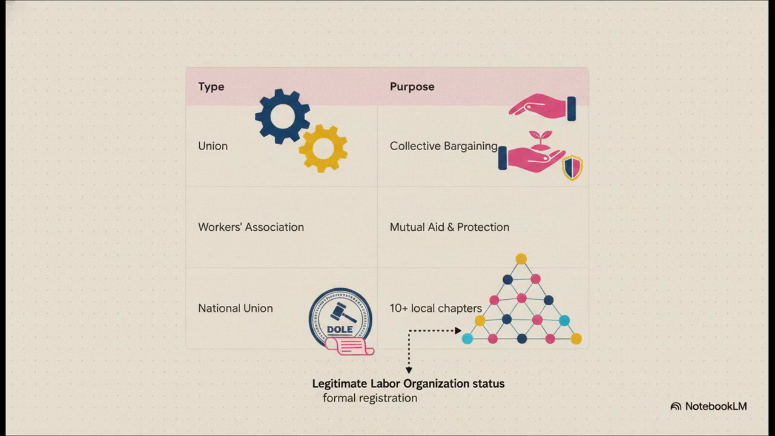Let's break down the actual types of organizations these eligible workers can form. First, a union exists specifically for the purpose of collective bargaining. Then you have a workers' association, which is geared more toward mutual aid and protection. But keep in mind, an association cannot bargain collectively unless it formally registers as a union later on. Then, zooming out, you have a national union or federation. Think of this as the mother organization, which requires at least 10 legitimate local chapters to form.